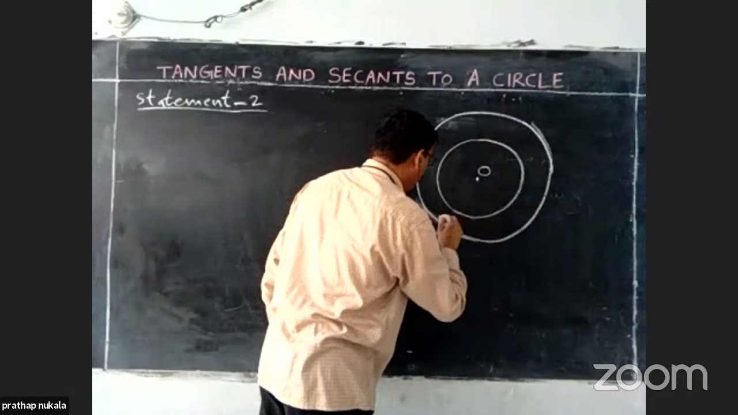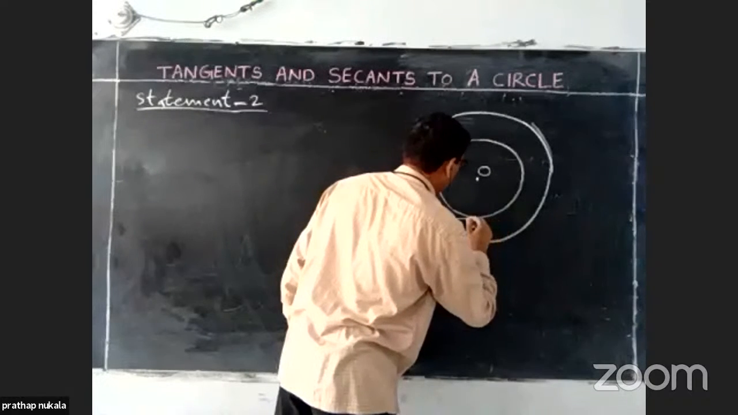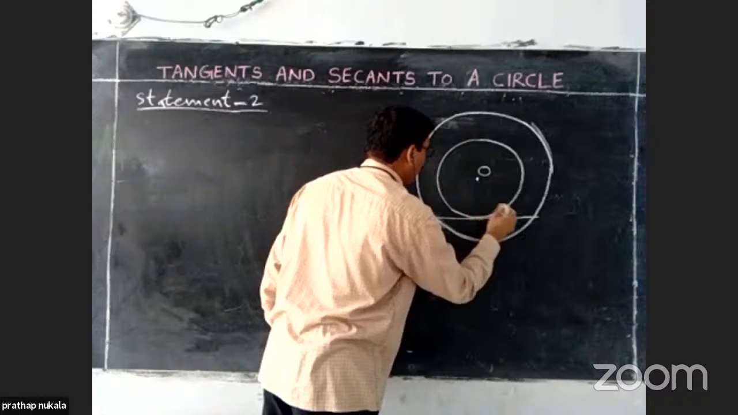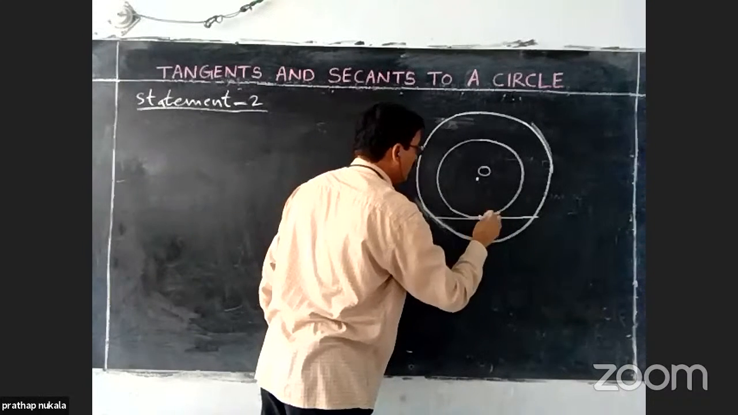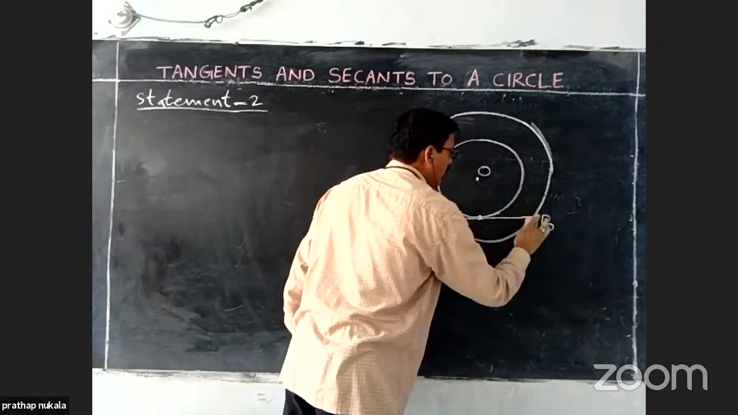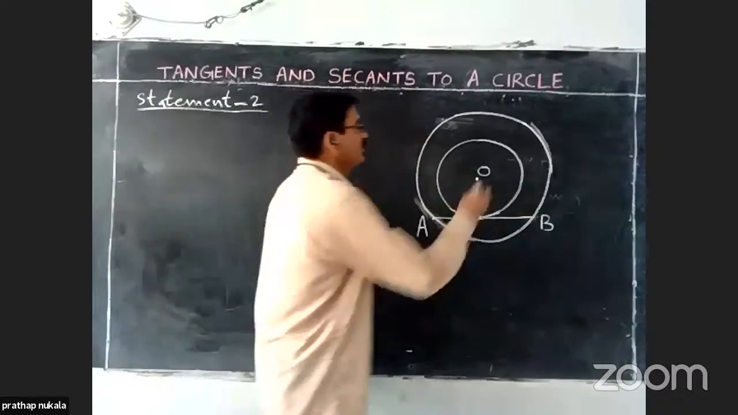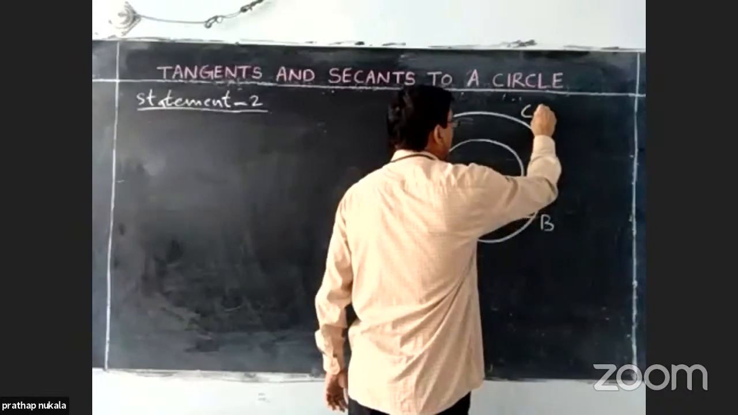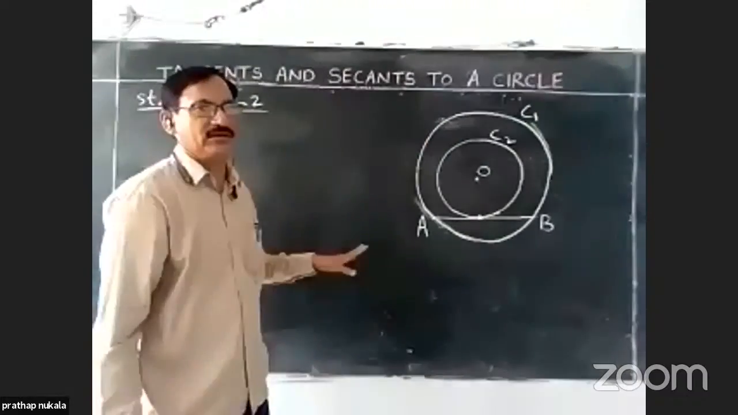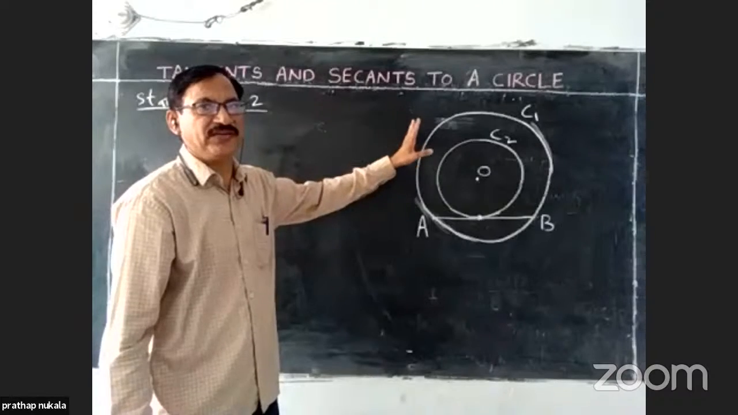Now take a chord of the bigger circle. Locate the endpoints of the chord of the bigger circle as A and B. Name the bigger circle C1 and the smaller circle C2. C1 and C2 are given. Those two are concentric circles, meaning they have the same center with different radii.